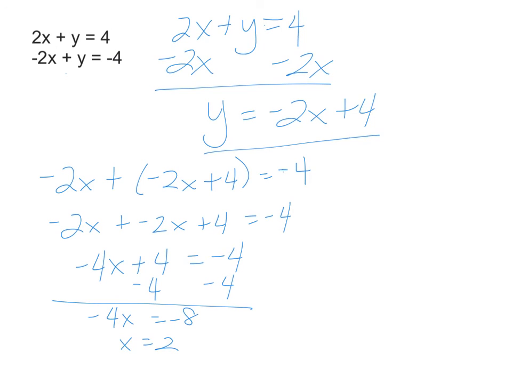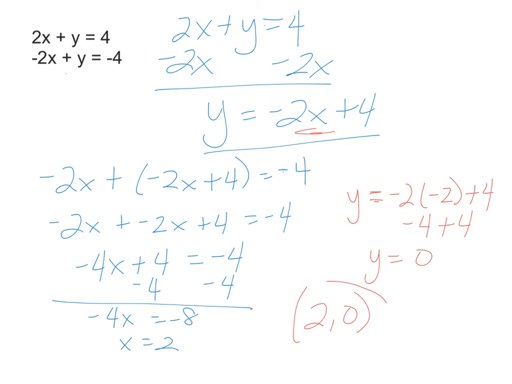Great. So I can plug that 2 back in here. So y equals negative 2 times negative 2 plus 4, negative 4 plus 4, y equals 0. And you might say, well, how can y equal 0? Well, that would just mean that where these two lines cross would be on the x-axis. So that answer is perfectly fine where you have 2, 0 as your final answer. And again, you can plug that back in to check and make sure it works.